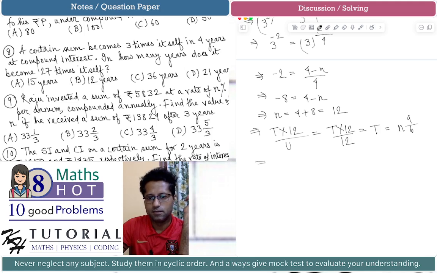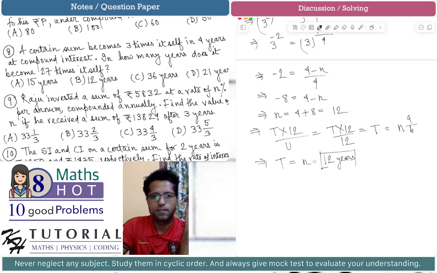So we can say that t will be equal to n, which is equal to 12. So t is equal to 12 years. So the correct choice is B. B is the correct choice.